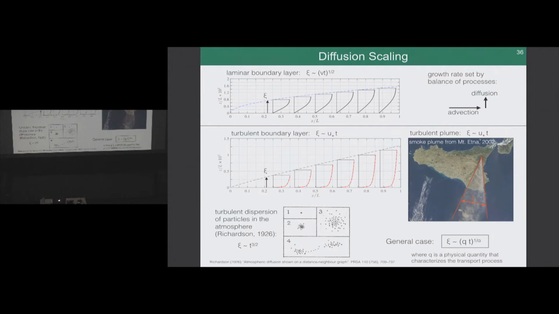So that's the scaling at which the momentum diffuses away from the wall in a laminar flow, in a slow flow situation. In a relatively fast turbulent flow situation where we have these logarithmic profiles, actually you find that the momentum diffuses linearly with time, or linearly with distance down the plate. So according to that, you can see here a smoke plume from Mount Etna. You can see the diffusion happening linearly with distance downstream.